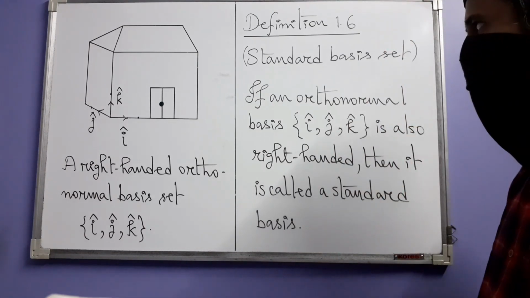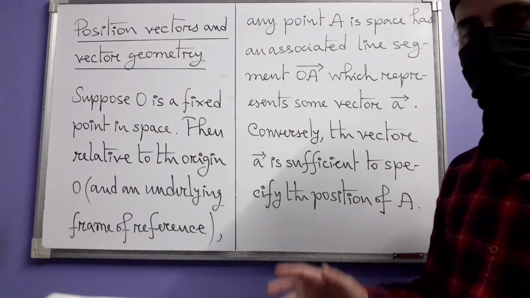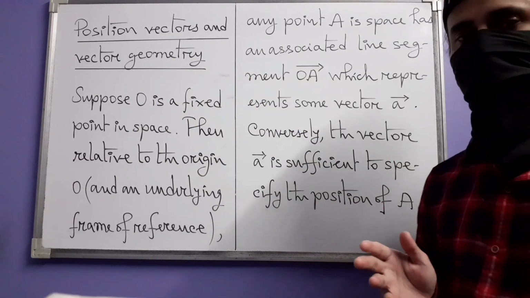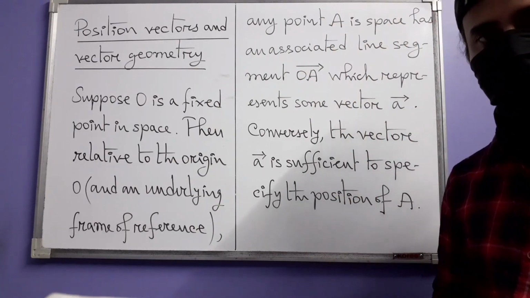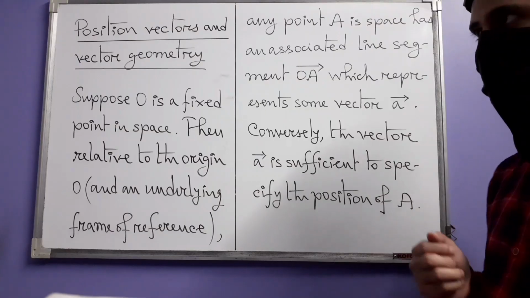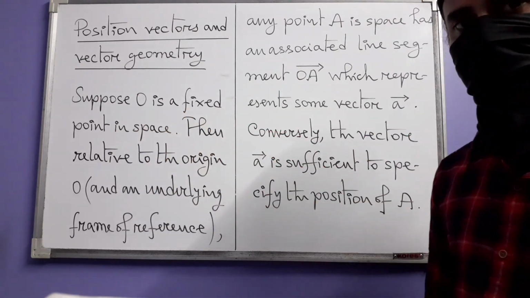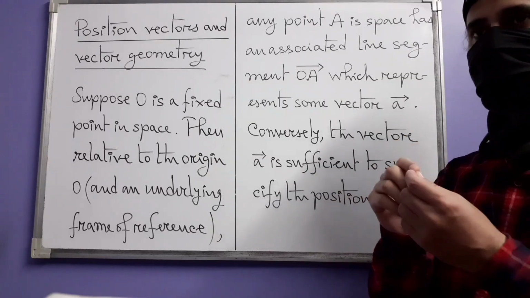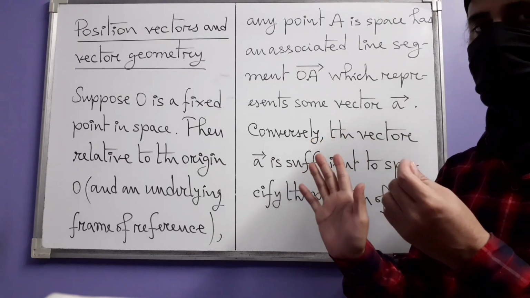Next we have position vectors and vector geometry, and in this part we are going to set up a one-to-one correspondence between all the points in three-dimensional space and all the abstract vectors. Let us see how. Suppose O is a fixed point in space. So we pick any arbitrary point in space and we fix it. We are not going to change it in this discussion.